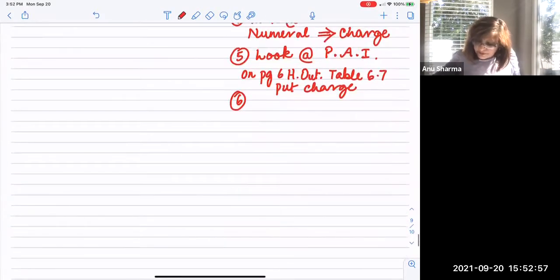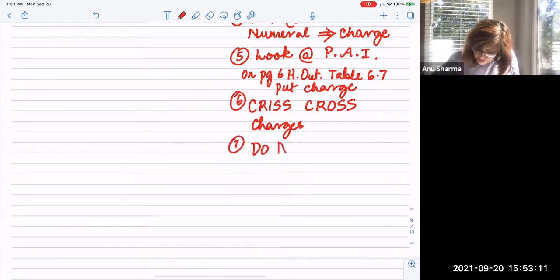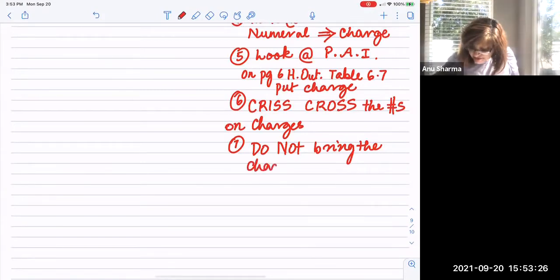Then once you put the charges, crisscross. This is easy. Crisscross the charges. Now, crisscross the numbers of the charges. Do not bring the charge itself, like the plus or minus. You don't do that. And do not bring the number 1.